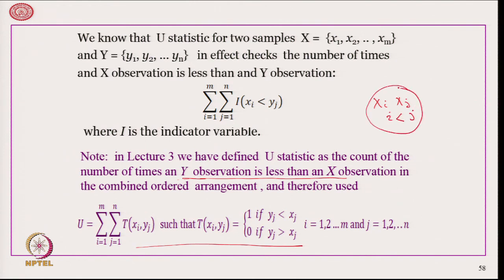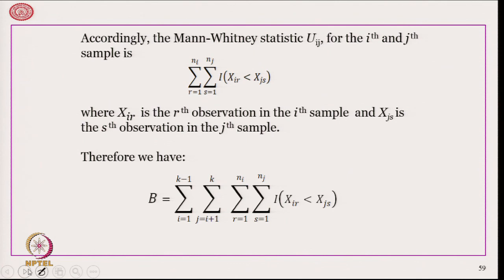So, this ordering we are maintaining to give it a convenient notation for the JT test. Accordingly, the Mann-Whitney statistic Uij for the ith and jth sample is the sum over r equal to 1 to Ni, s equal to 1 to Nj, because these are the number of samples from the ith and jth population respectively, and we are looking at the corresponding value whether it is less than or not, where xir is the rth observation in the ith sample and xjs is the sth observation in the jth sample.